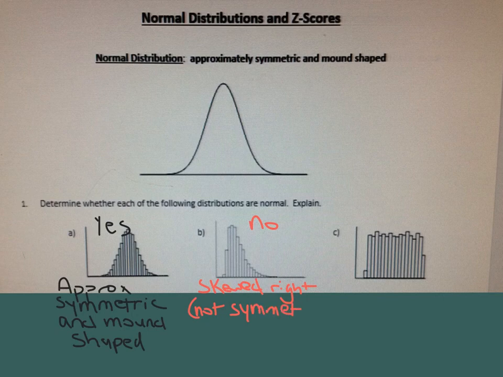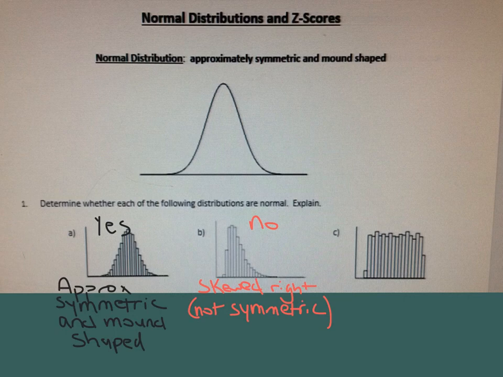And when I say it's not symmetric, I mean that, if I were to, let's say, fold this in half here, the left half of our histogram doesn't approximately fold onto the right half of our histogram, whereas if you look at letter A, you could see that the left half would approximately fold right on top of the right half.